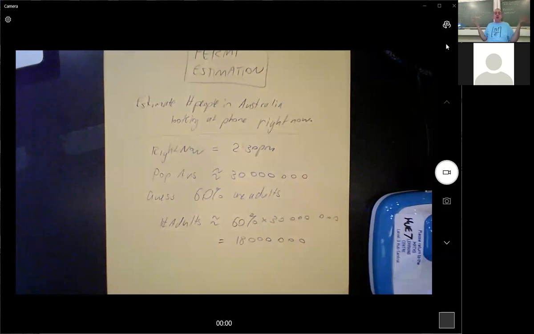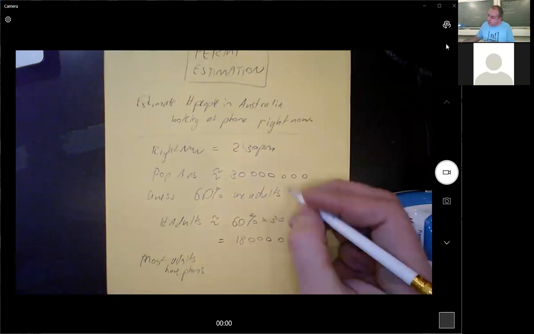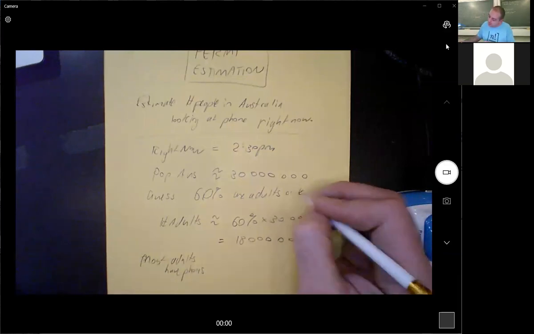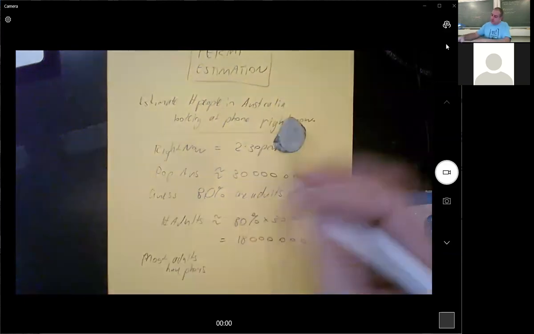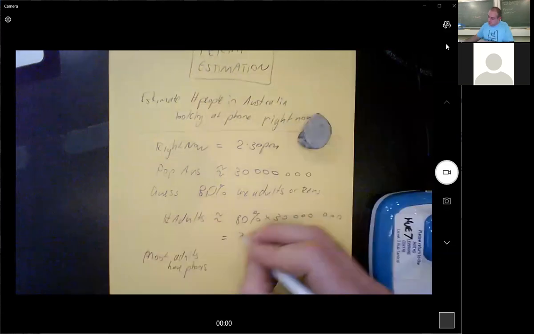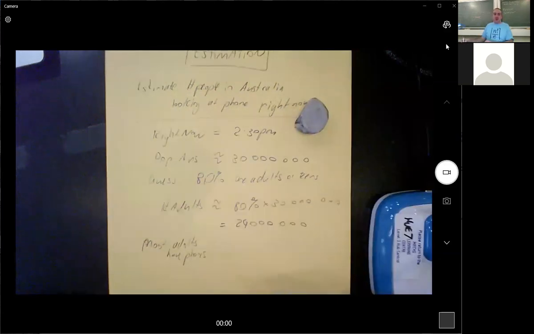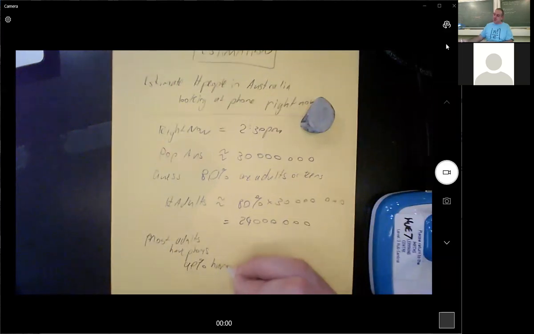And most adults that I meet have mobile phones, but I guess a whole lot of kids do too. So maybe we don't want just adults, or teens. So maybe I'll bump that up to 80% of them are adults or teens. Most adults have phones. And so I'm just going to say maybe 90% of people have phones.